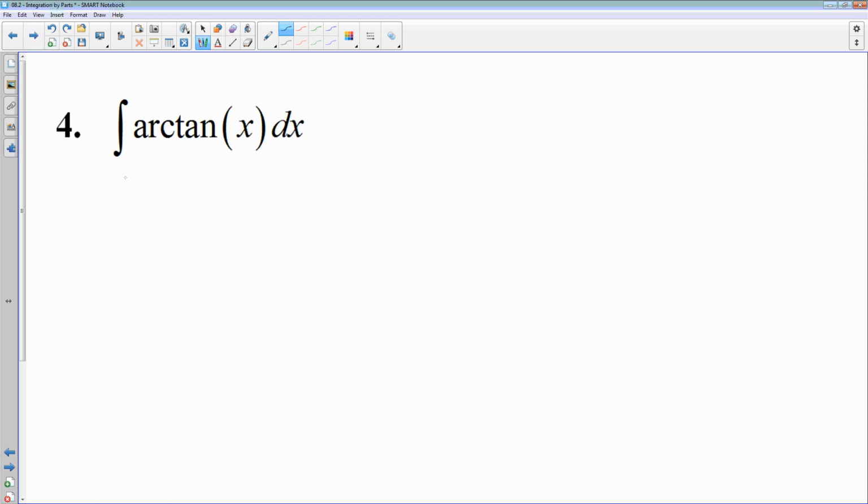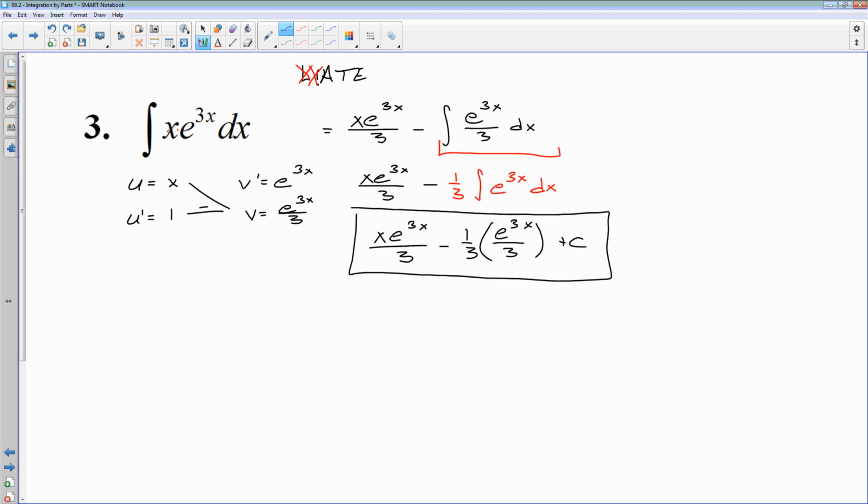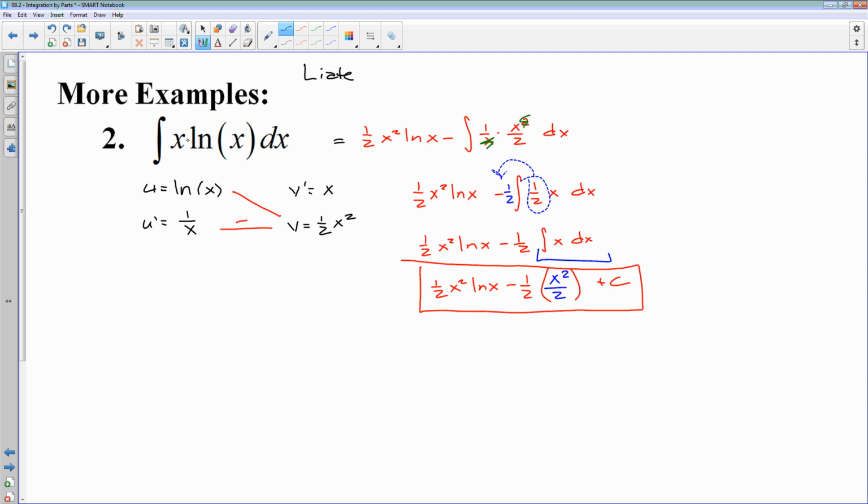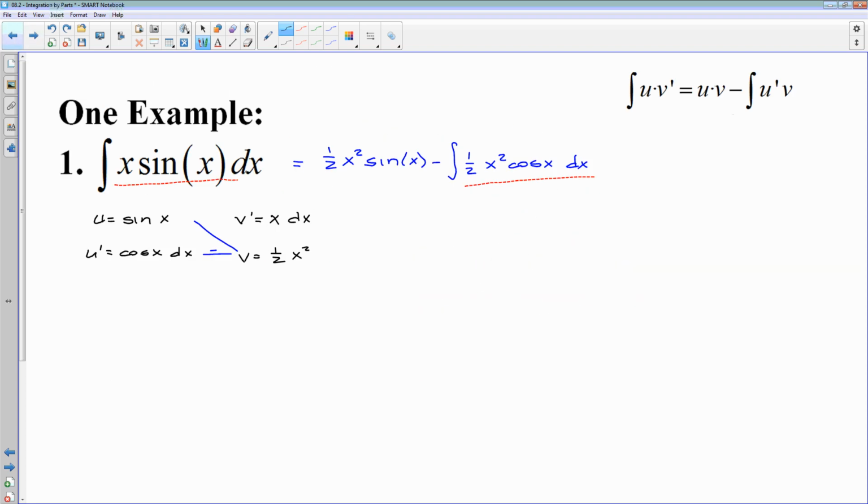All right. Let's see. Arctangent x dx. Now this is one that confuses people. People don't like this because they only see one thing. The thing that I see that triggers parts in my head is a product. Like here I had x times e to the 3x. For number 2, I had x times the ln of x. For number 1, we had x times the sine of x. By the way, this was a huge fail. I picked the wrong u there.